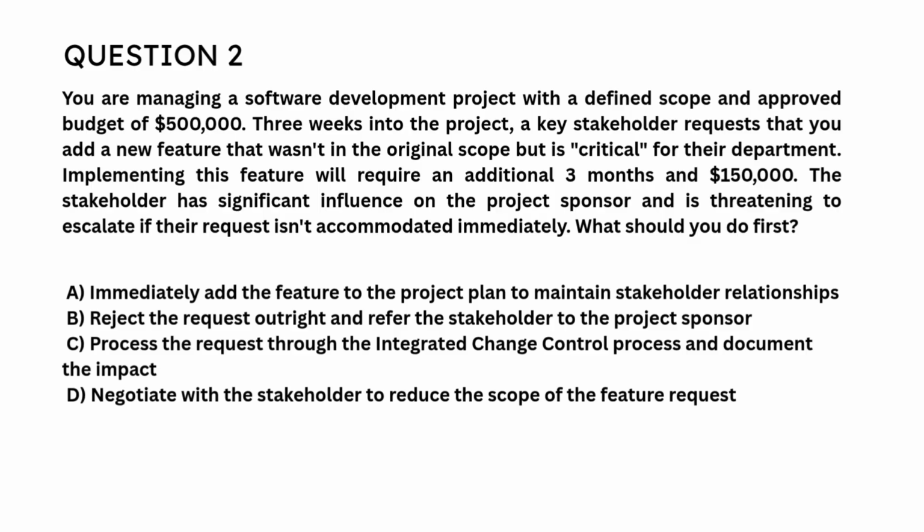A. Immediately add the feature to the project plan to maintain stakeholder relationships. B. Reject the request outright and refer the stakeholder to the project sponsor. C. Process the request through the integrated change control process and document the impact. D. Negotiate with the stakeholder to reduce the scope of the feature request. Correct answer is D. Negotiate with the stakeholder to reduce the scope of the feature request.